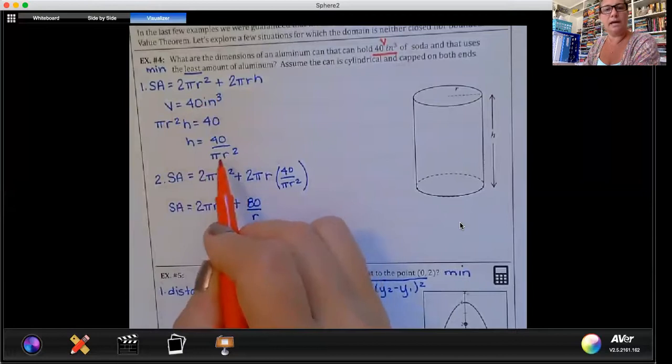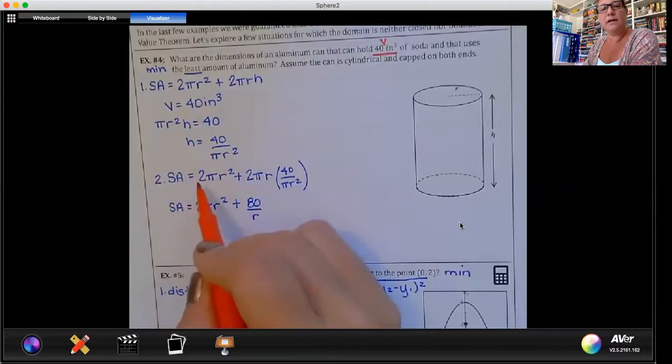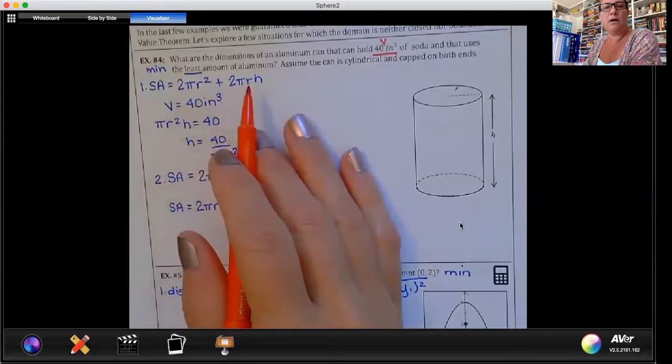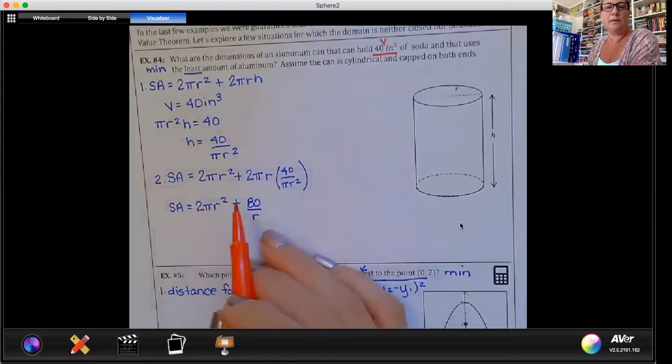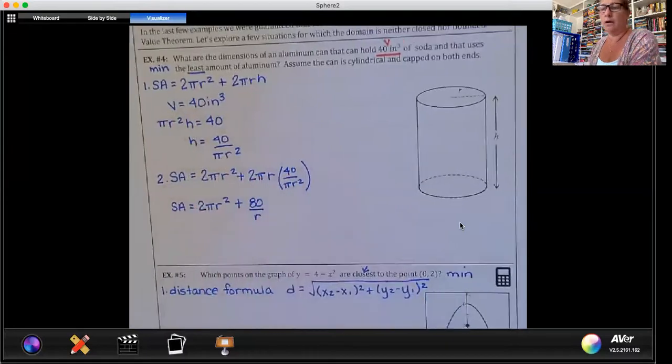And what you're going to do with that is plug it into the surface area formula so that everything is in terms of one variable. So the surface area is 2 pi r squared plus 2 pi r h. And then you're going to simplify. 2 pi r squared plus, the pi's cancel, one of your r's cancel, 2 times 40 is 80 over r.